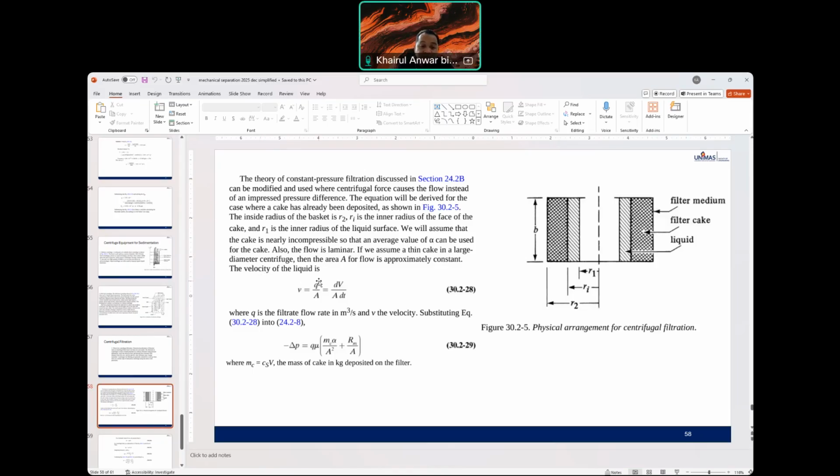The velocity of the liquid is v equal to Q over A equal to dV over A dt, where Q is the filtered flow rate in meter cube per second, and v the velocity. Substituting equation 30.2-28 into 24.2-8, so negative delta P equal to Q mu MC alpha over A. This is 30.2-29. Delta P refers to the pressure difference.